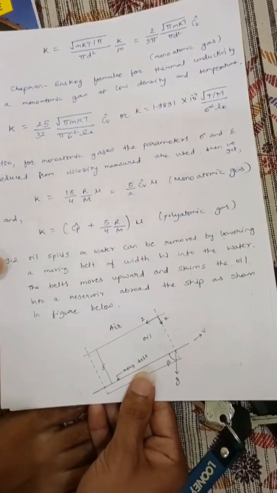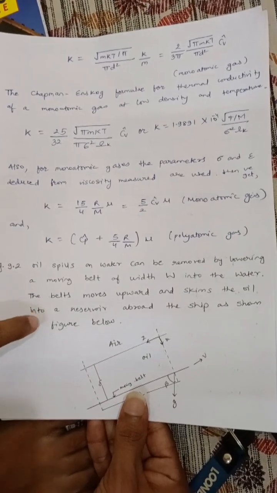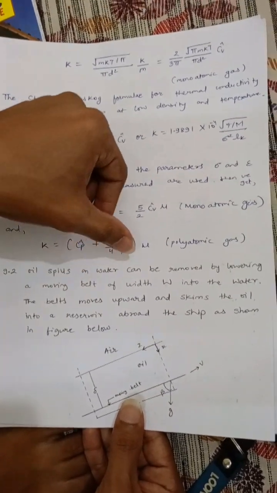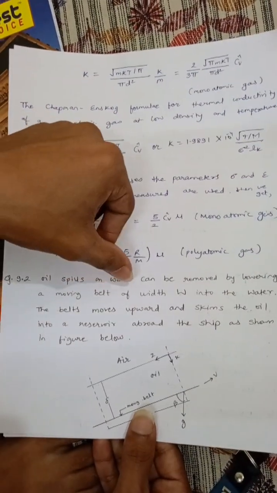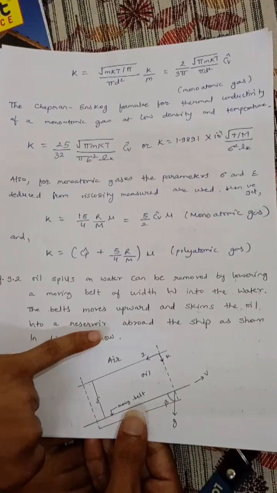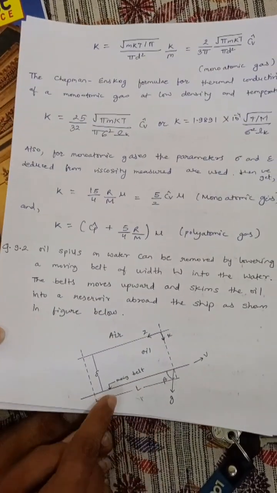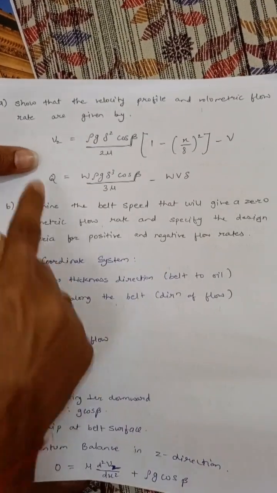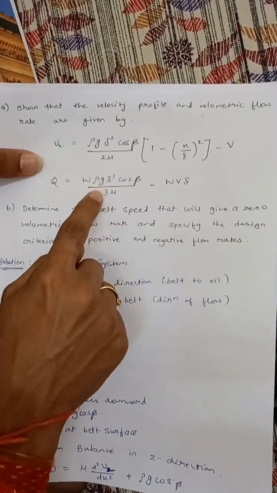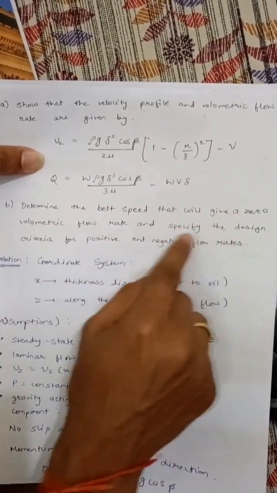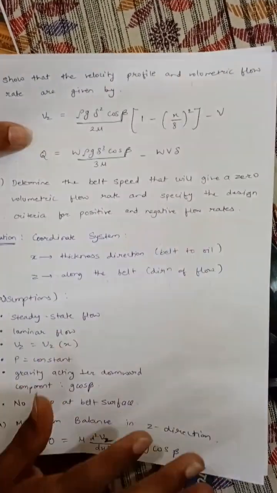Now we come to the last question, which is taken from another book of Ismail Tosun. Oil spill on water can be removed by lowering a moving belt of weight W into the water. The belt moves upward and skims the oil into a reservoir aboard the ship, as shown in the figure. So this is the reference figure. Now what is asked? Show that the velocity profile and volumetric flow rate are given by this and this. And now determine the belt speed that will give us 0 volumetric flow rate and specify the design criteria for positive and negative flow rates.